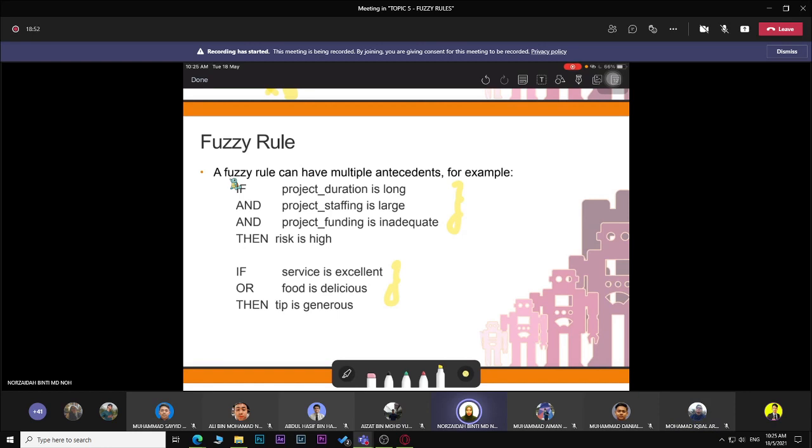So that, for example here, dia kata if project duration is long and project staffing is large, and project funding is inadequate, then risk is high. So dia nak kira berapa sebenarnya risk ni. Okay, yang ini connected by and you can also have some rules which are connected with or. Example here, if service is excellent or food is delicious, you will give the tip, so the tip is generous. Either one aja you dah bagi tip is generous. Tapi berapa banyak tips nak bagi? Tu kita kena buat satu sistem lah.